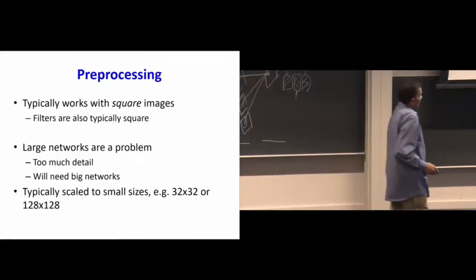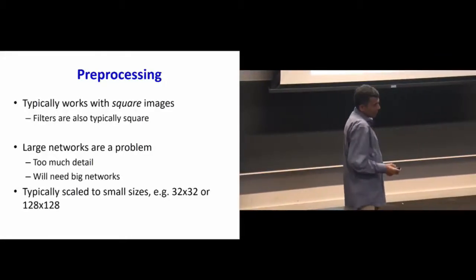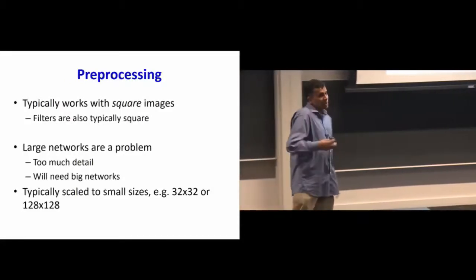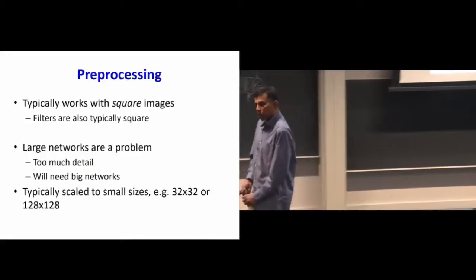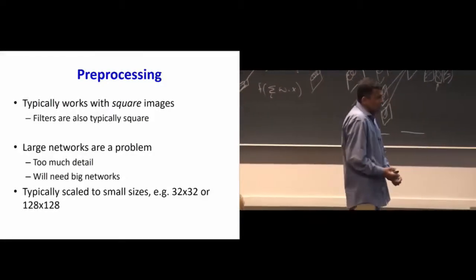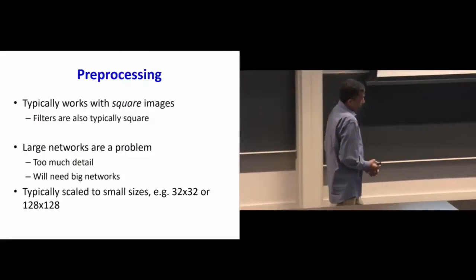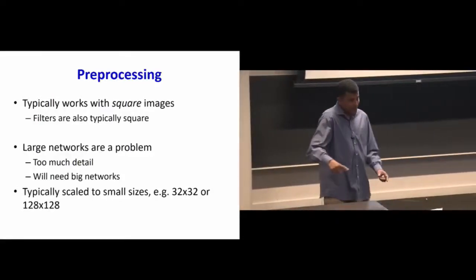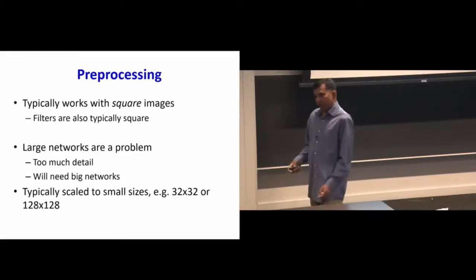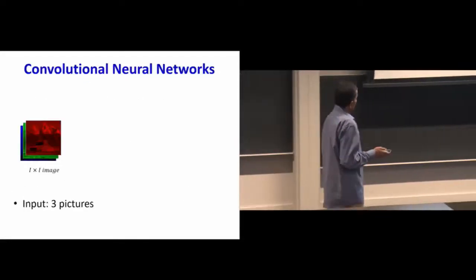So typically, in engineering, you work with square images. Filters also typically tend to be square because large networks are a problem. Those of you who will be doing this homework will realize pretty soon that if the input gets too large or the filters get too large, you're going to run out of memory. So originally what people would do is to scale these images down to really small pictures, like 32 cross 32 or 128 cross 128. These days we can actually work with larger inputs.